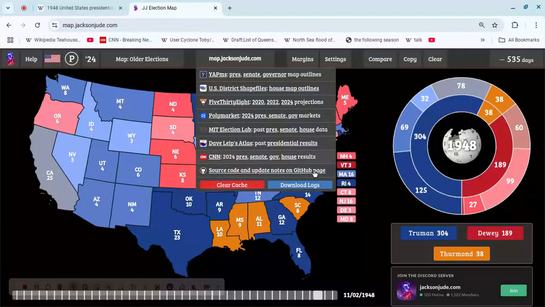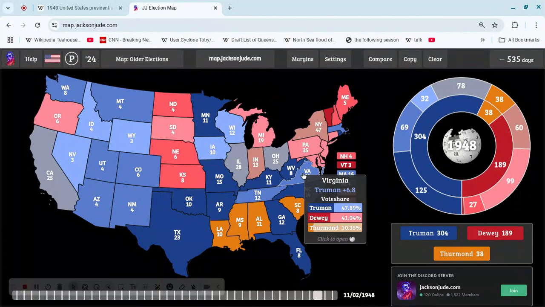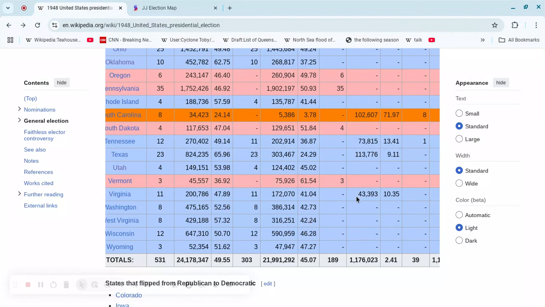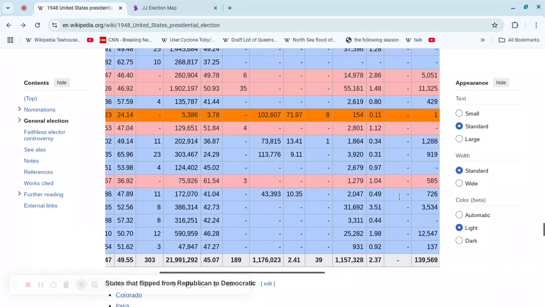Virginia. This state was close. Truman only won it by 6.8. But add in Thurmond getting 10.35 as the independent, so you add now like 10.8% of the votes to 6.8. This really puts Virginia out of reach. It's 17.4% for Democrats. Third parties took a safe state like Virginia and they made it close.